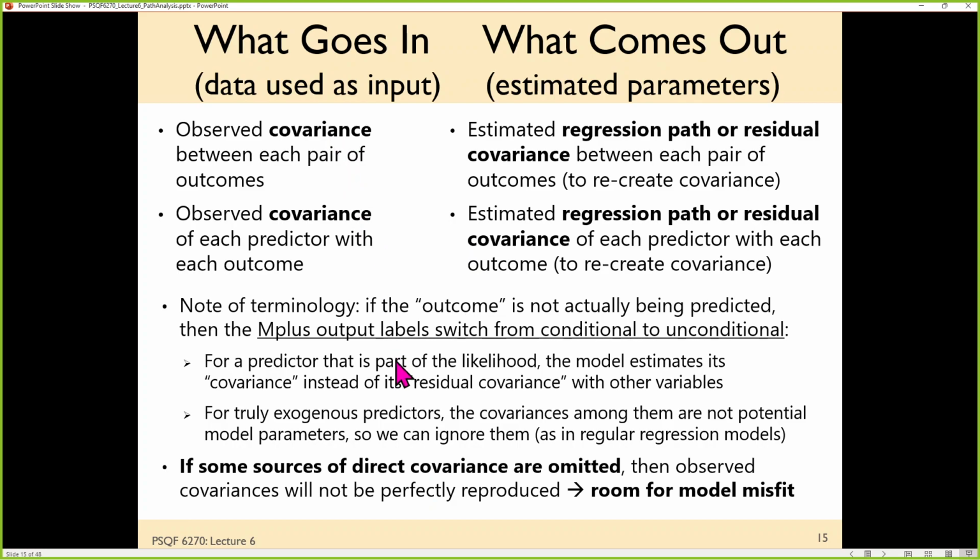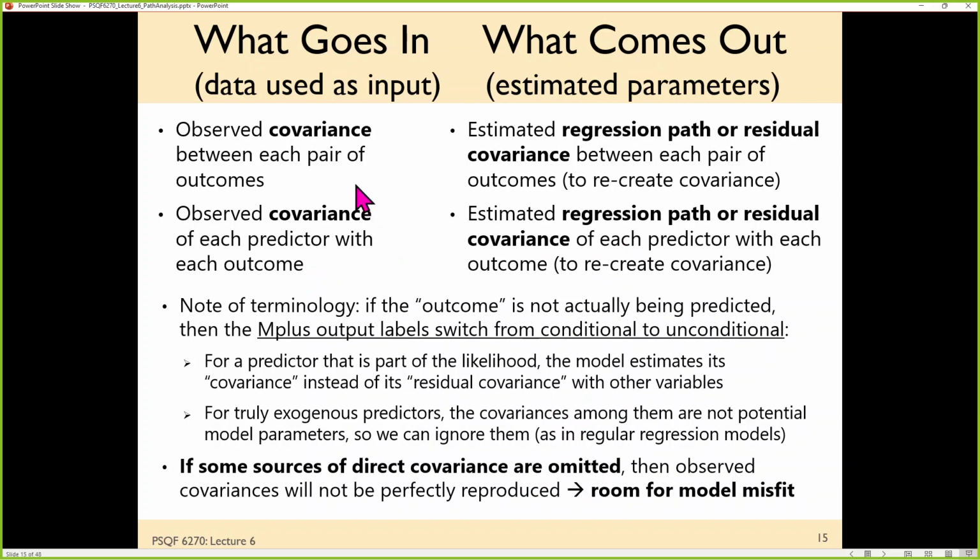Every pair of variables has a potential covariance, and we can reproduce that either by putting in slopes in which one predicts the other, or residual covariances between outcomes. Either way, we would accurately predict the covariance between the two. Likewise, if we have a predictor and an outcome, we can have paths or covariances there. The latter would bring that into the likelihood.